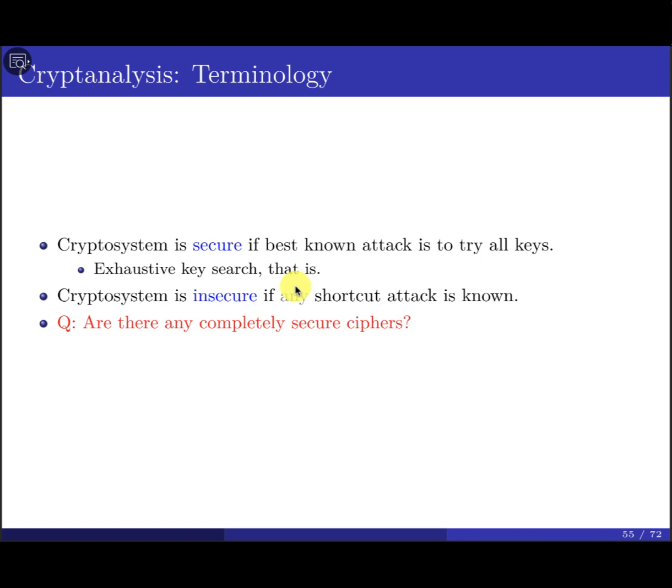Actually, yes. Actually, we're going to see one: the one-time pad. That's what we're going to cover here, and I'm going to tell you why it's secure. Vernam is another name for the one-time pad.